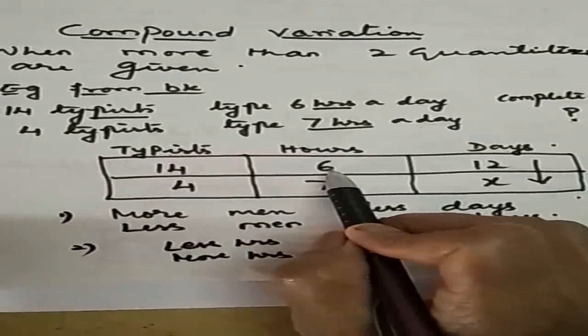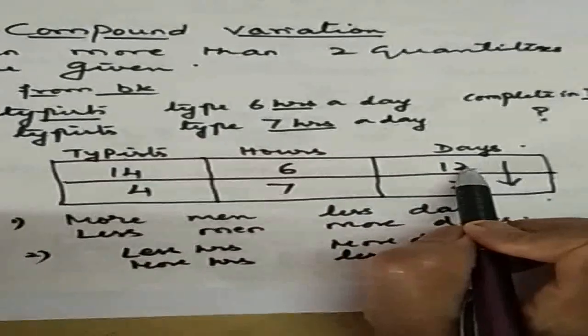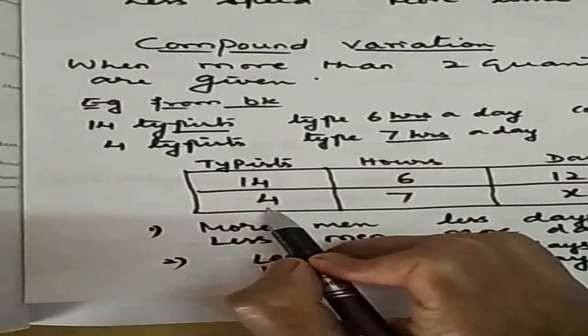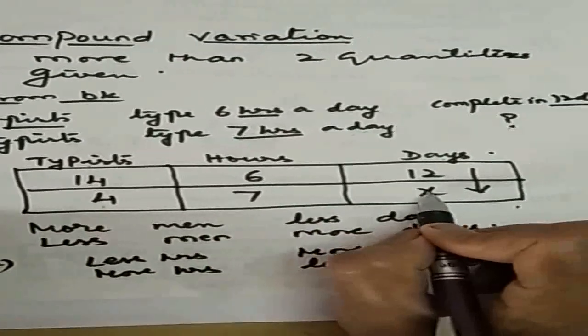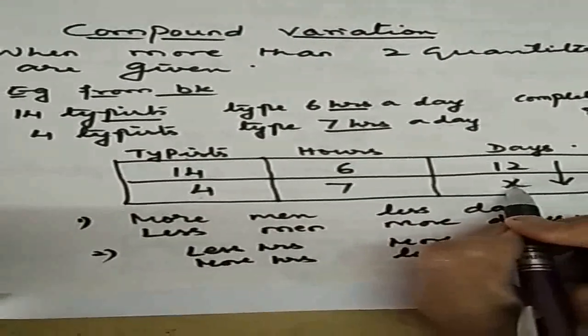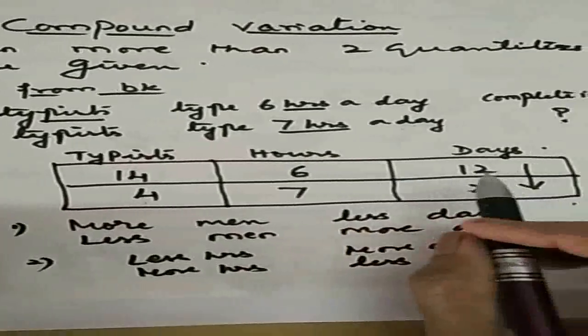First, 14 typists. They type 6 hours in a day. Then they complete it in 12 days. Then the second column, 4 typists. They type 7 hours a day. Then you have to find how many days they take to complete it. Now how to do this?